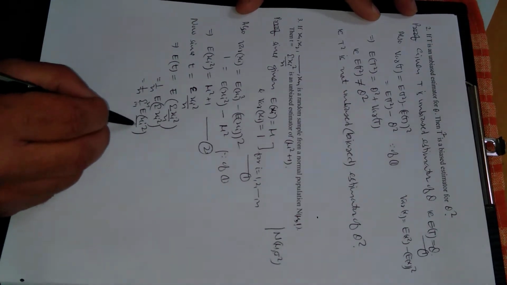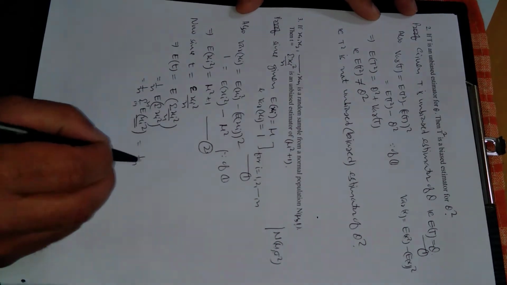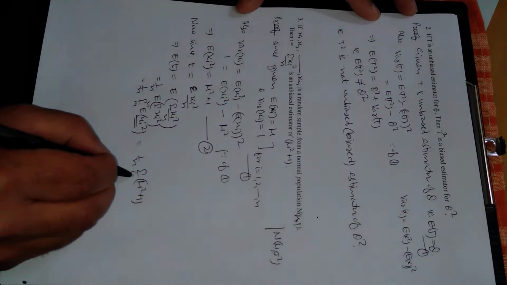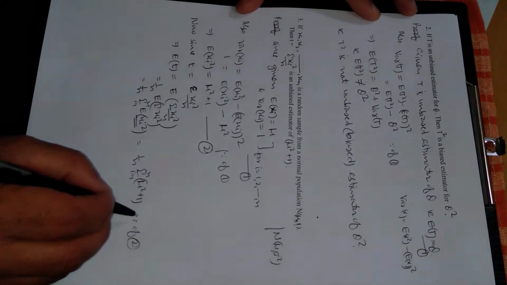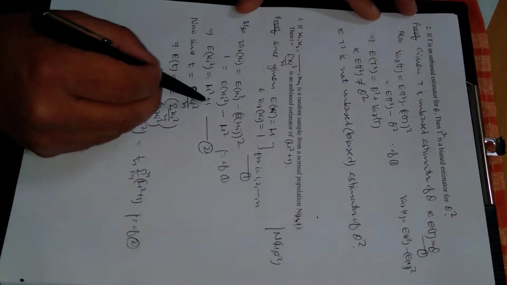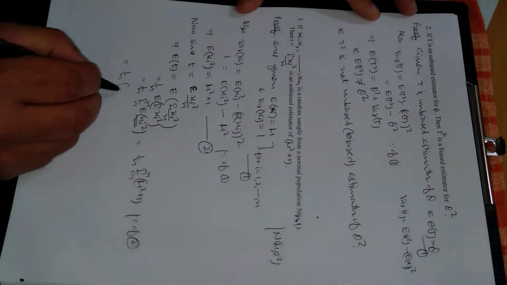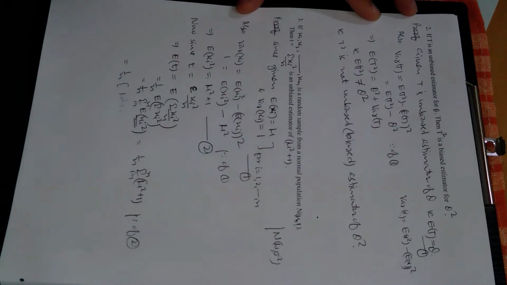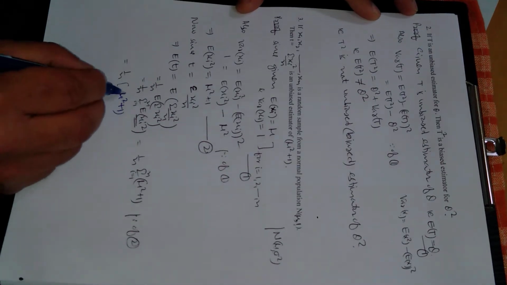Now substitute the value of E of xi square from equation number 2. So this will be equal to 1 upon n summation of mu square plus 1, where i is varying from 1 to n, by equation 2. Now opening this summation, the first term will be mu square plus 1, because inside there is no i. This will be mu square plus 1 as the first term.